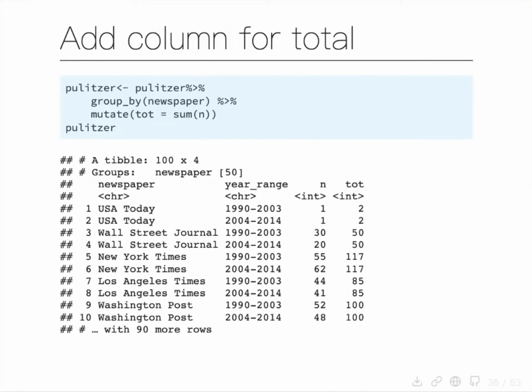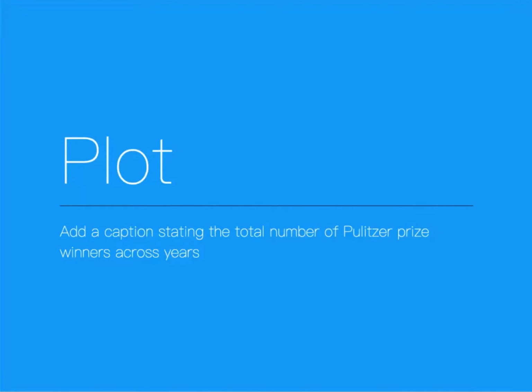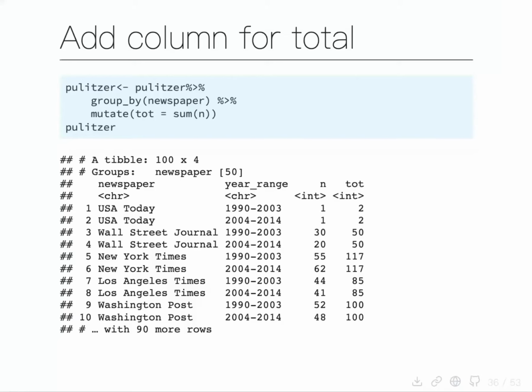Okay. Hopefully everybody has that. And now we're going to create a column to represent a label. Okay, so what we're going to do here is we're going to add a caption to our plots that states the number of Pulitzer Prize winners across years. Okay, so there's many ways we can do this.